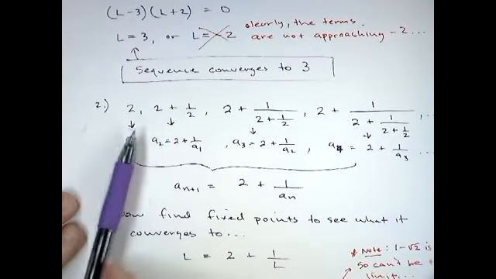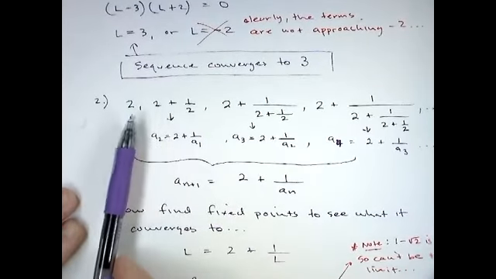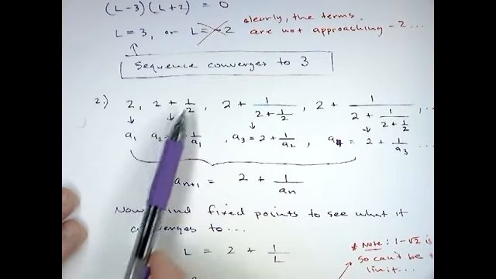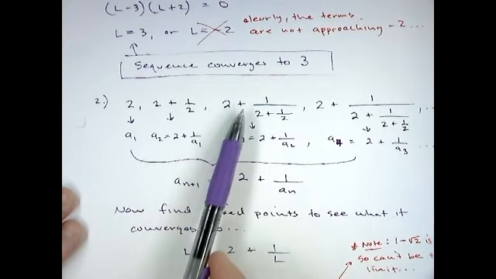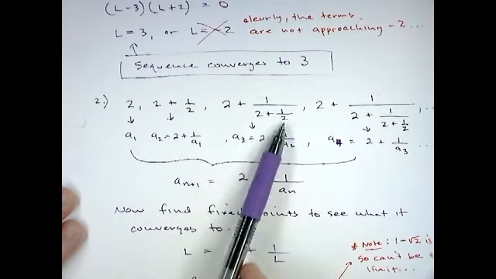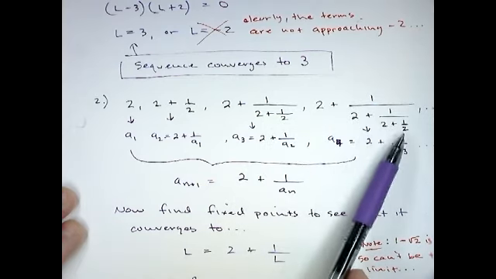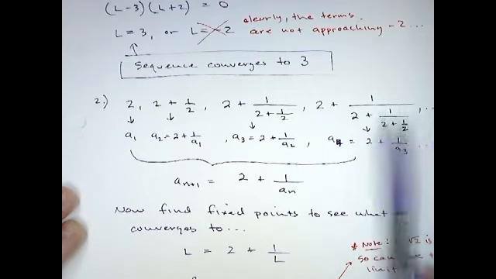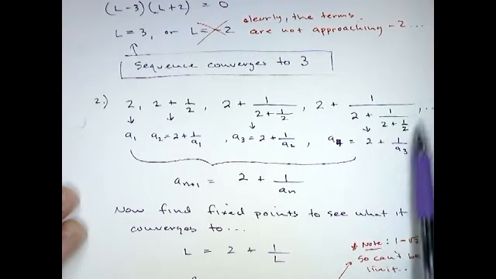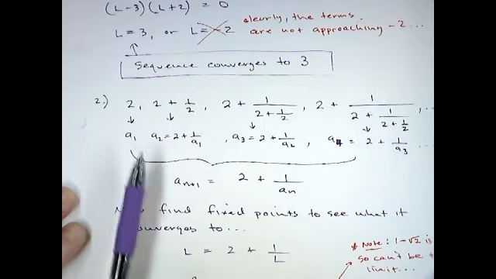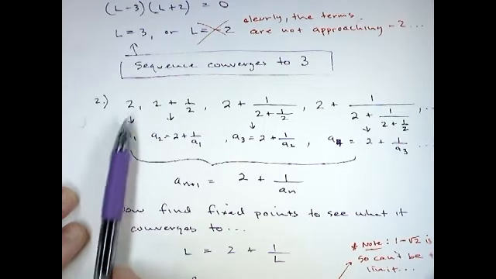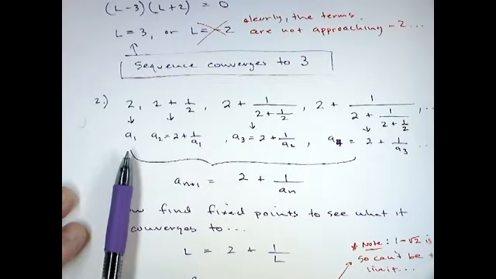So I have a sequence that starts 2, and then 2 plus 1 over 2, 2 plus 1 over 2 plus 1 over 2, 2 plus 1 over 2 plus 1 over 2 plus 1 over 2. So this is an infinite sequence that's generating, this is called a continued fraction. And now this one we weren't given a formula for, so we have to come up with our own formula.